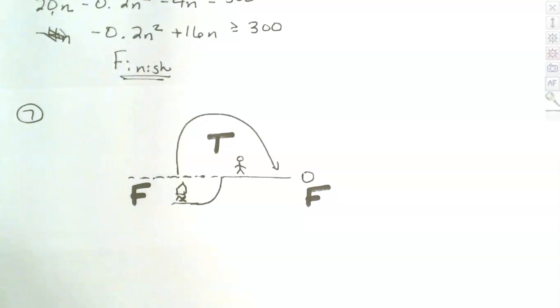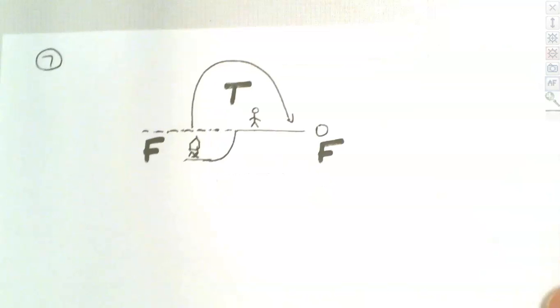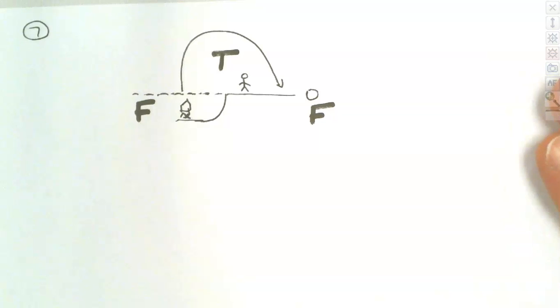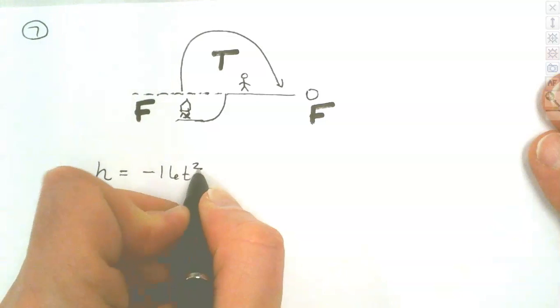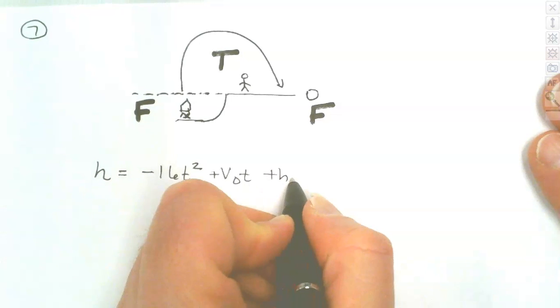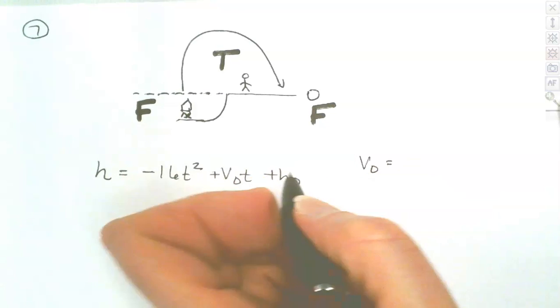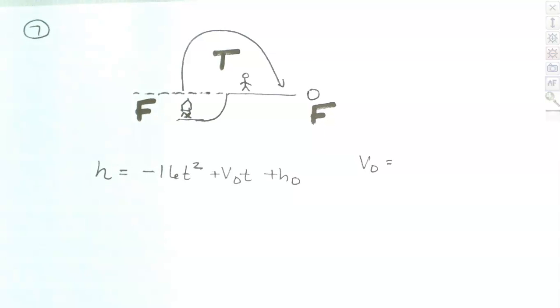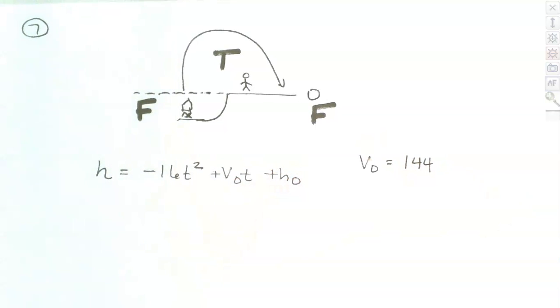Now let's set up our equation and get the inequality. So what's my equation here? Well, the height h is minus 16 t squared plus v naught t plus h naught. Now, v naught is the starting speed or velocity. And if I read this question, how much force do I have when I fire this flare? Okay, starting velocity v naught is 144, because that's the speed of that flare.